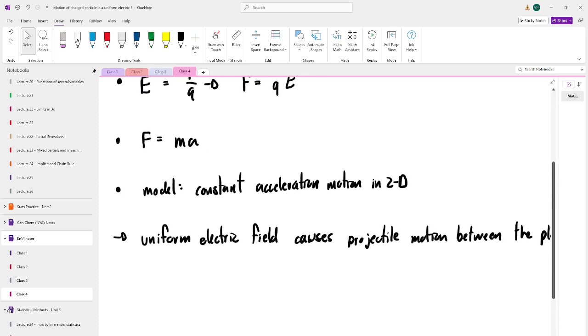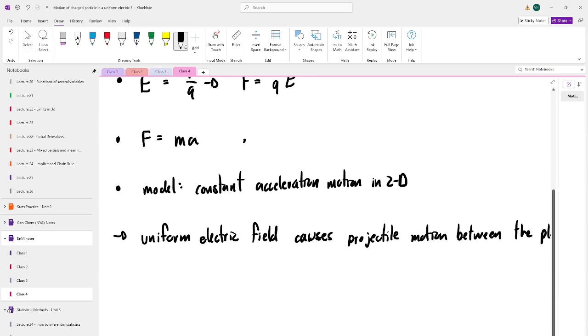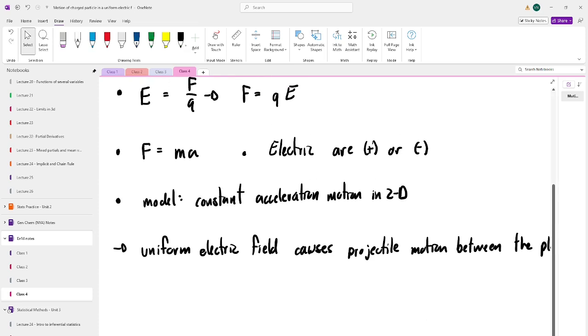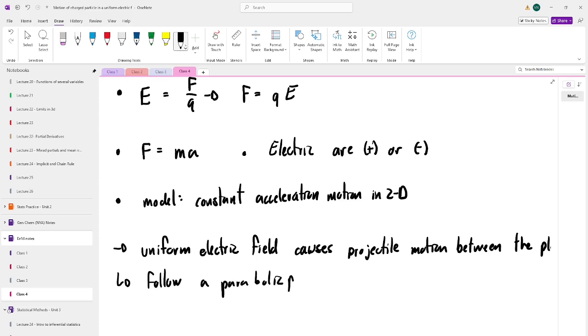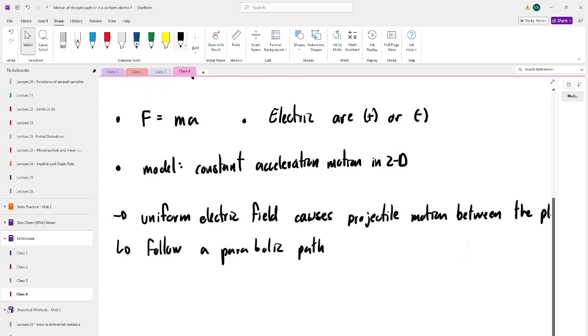And then lastly, the electric charges that we're going to be considering are either positive or negative. And these particles are going to follow a parabolic path. Whether that path is concave down or concave up, we don't know yet, but we just know that the path will be parabolic.